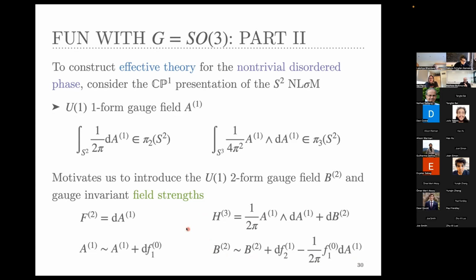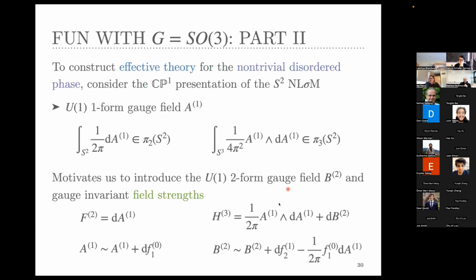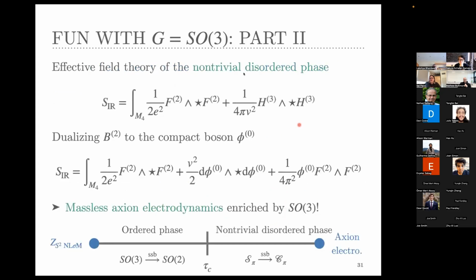So let's build an effective field theory from F and H. And we'll do it, this is very simple. Just have 2 kinetic terms, one from F, one from H. This is the normal Maxwell term. This is more complicated, right? This isn't Gaussian. It's not quadratic because there's this A wedge dA term. But we can get this in a more standard form.